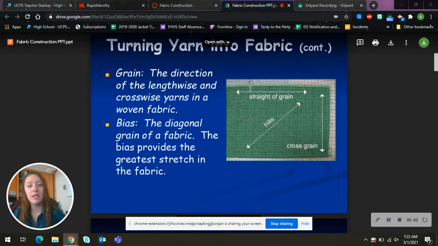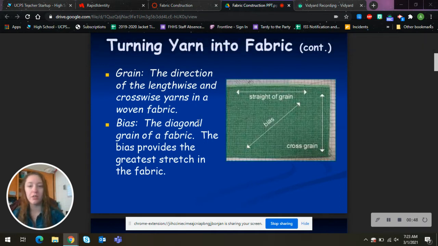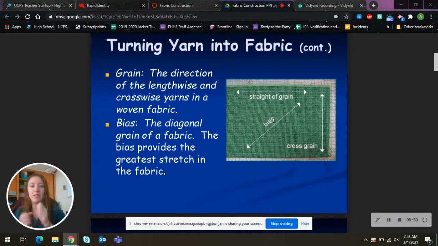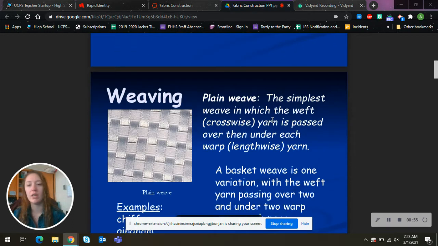Your grain is the direction of the lengthwise and crosswise yarns, and then your bias is the diagonal. When you fold it in half, it provides the most stretch in your fabric.